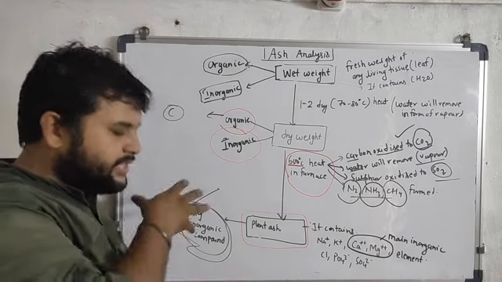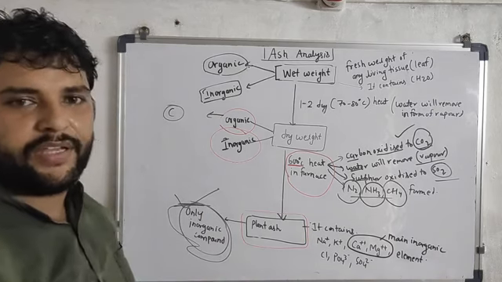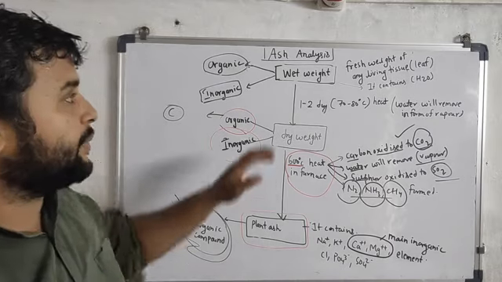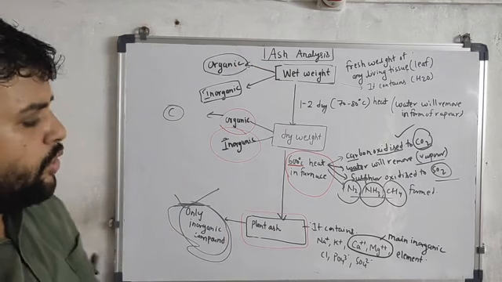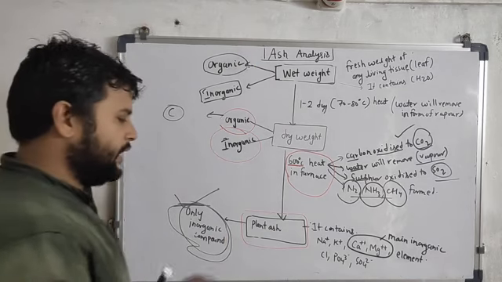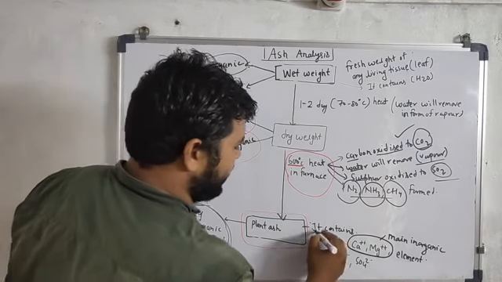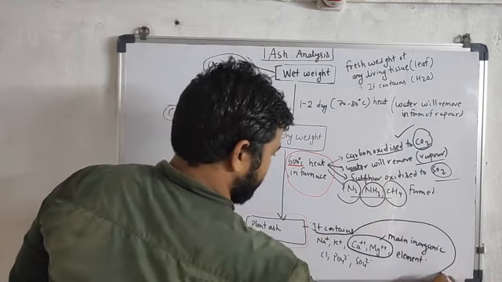So in this way we can identify the inorganic compounds that are present in any living cell or living tissue. So what are the different inorganic components that are present in a living cell?